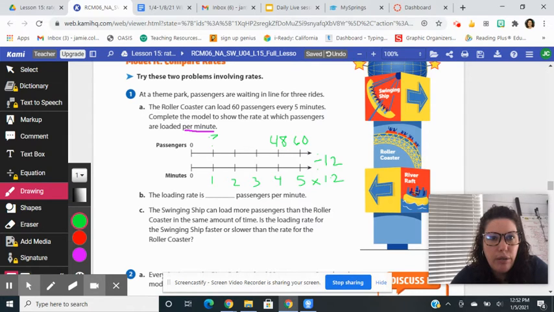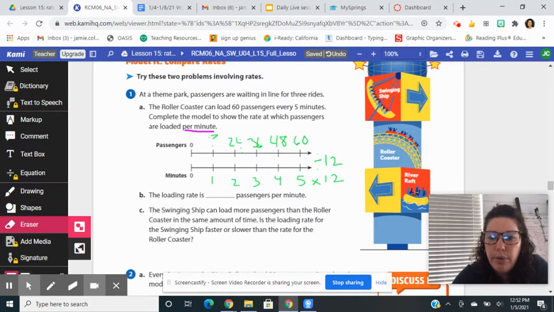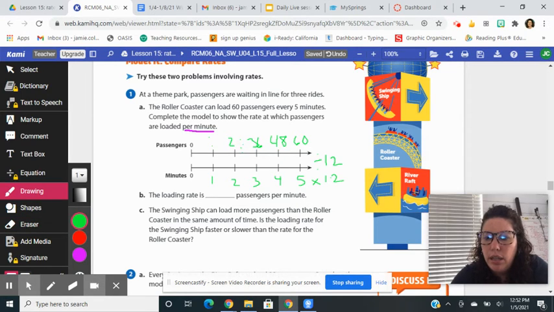And then 3 times 12, 36. 2 times 12, 24. And then let me erase my question mark, and let me fix my 4 there. And then that means this one will be 12. This is for the roller coaster. So that means I'm going to look at this first one right here. Every minute, they're loading 12 passengers on this ride. So the loading rate is 12 passengers per minute.